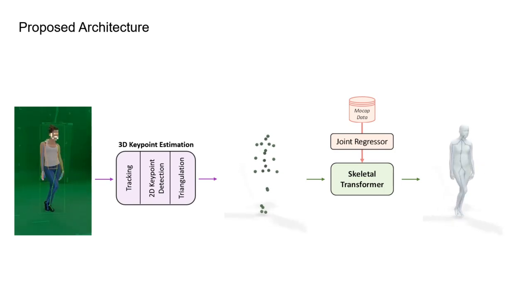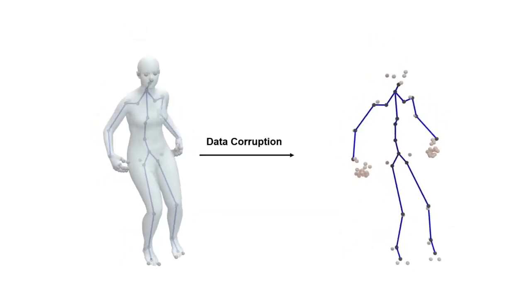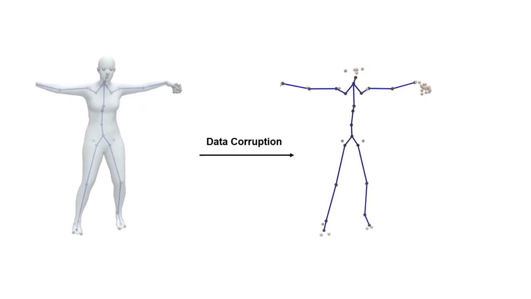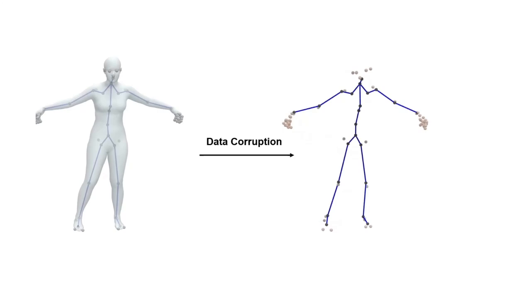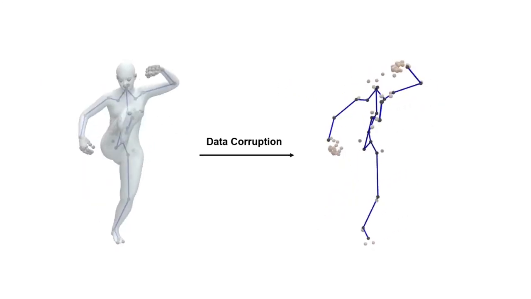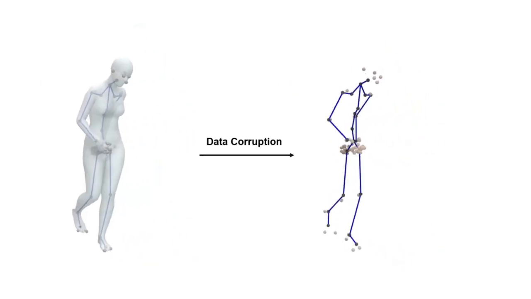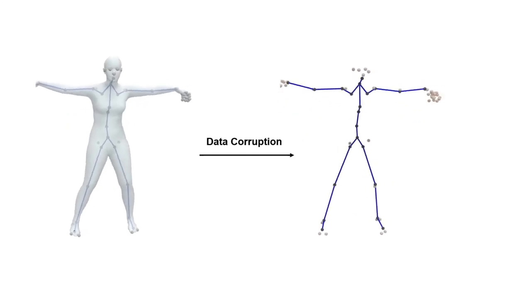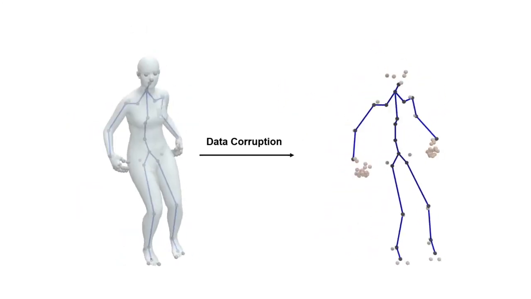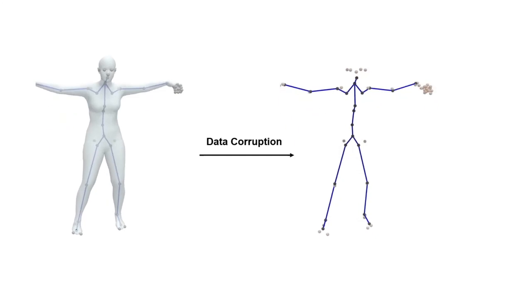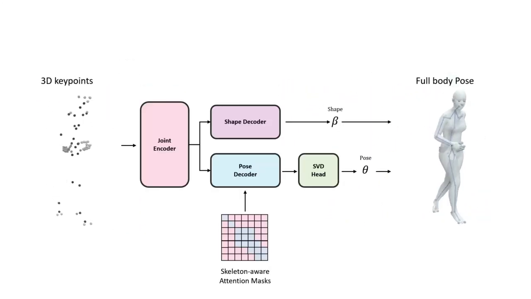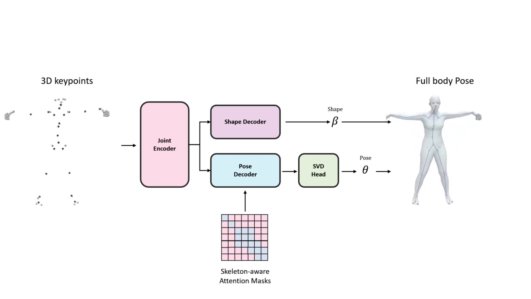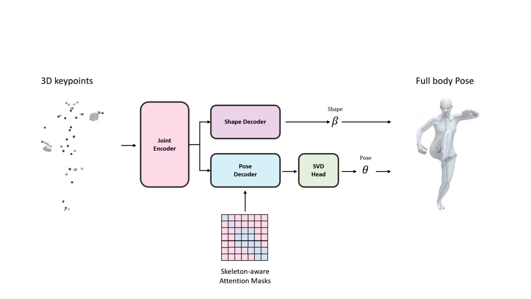motion capture data. Specifically, during training, we use the joint regressor to convert the motion capture data to 3D keypoints that are aligned with off-the-shelf 2D pose estimators. During this process, we also corrupt the data by adding noise and occlusion to the extracted keypoints. Additionally, we diversify our training set by adding body shape and rotation augmentations. Next, we train our skeletal transformer to predict correct body parameters from the corrupted 3D keypoints.